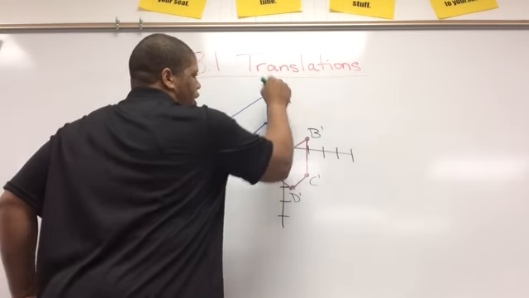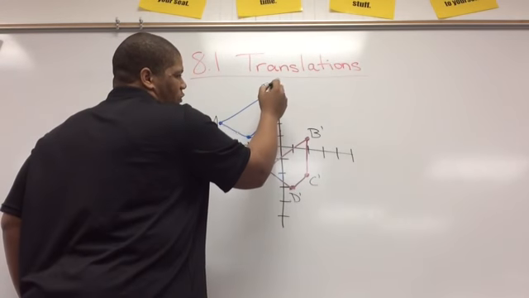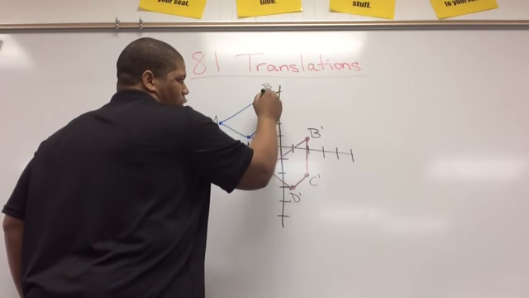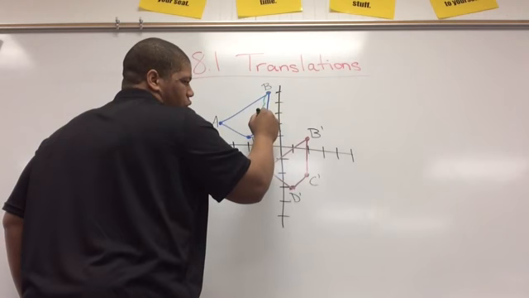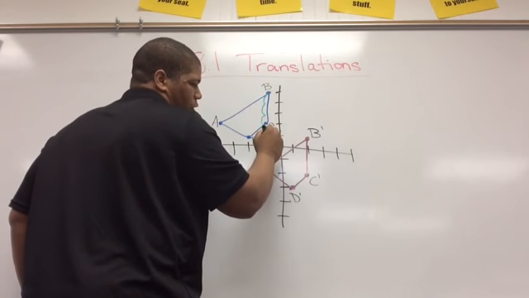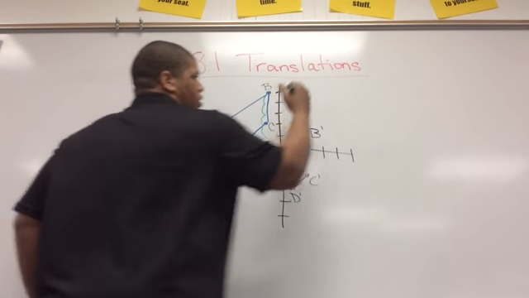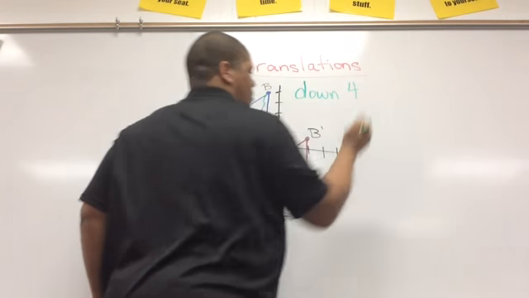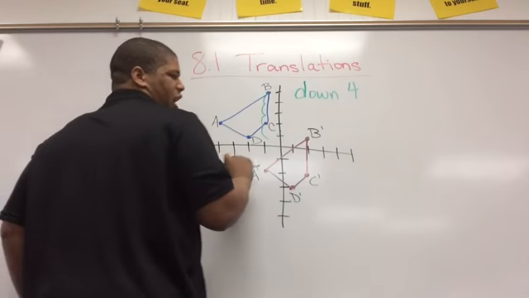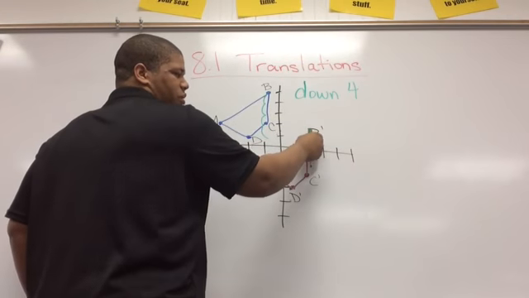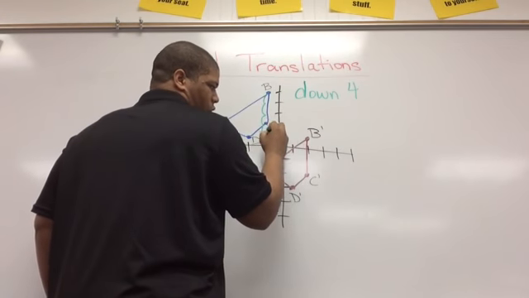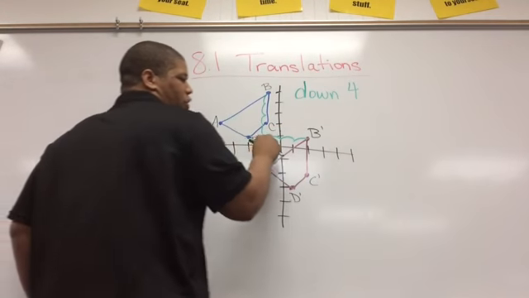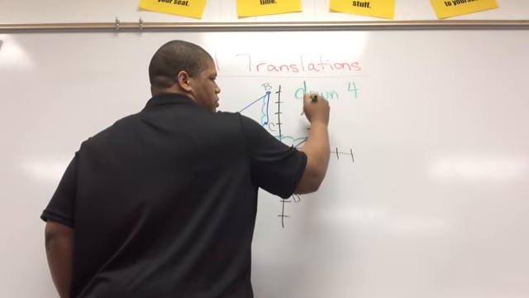So I'm going to start here at B. I'm going to see how far I am able to go down until I'm equal with B prime. 1, 2, 3, 4. If I go down 4, I'm equal with B prime. Now I need to see how far I need to go over to get to B prime. I'm going to go 1, 2, 3, and I went 3 to the right.